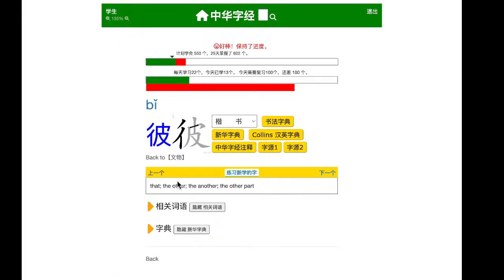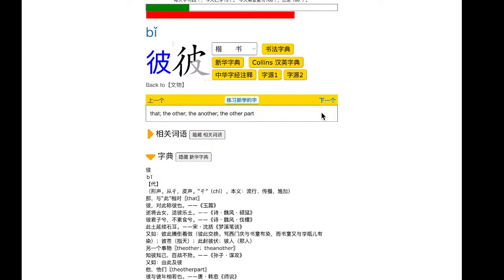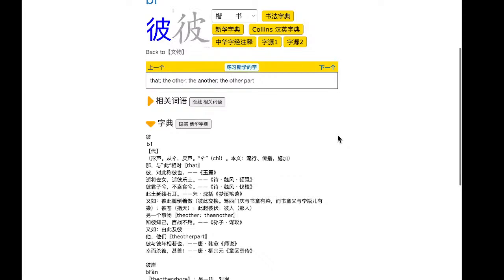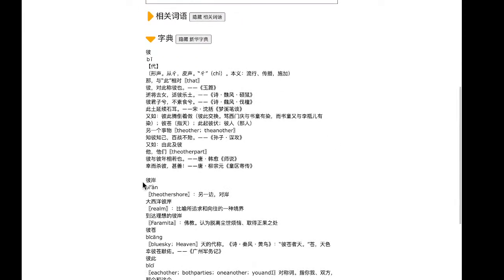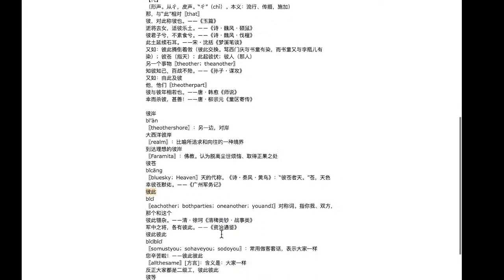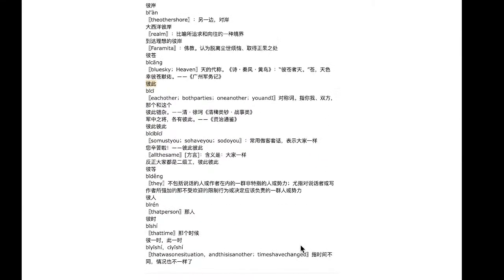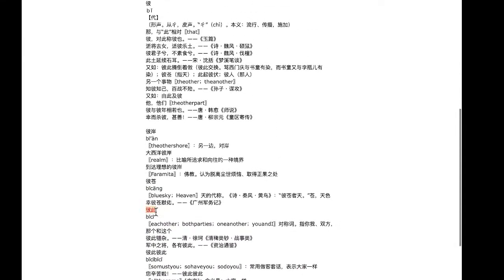Bi. This bi means that, the other, or another, the other part. Bi yu bi an. The other shore. 彼此 this is a common word. 彼此 is each other, or both parties. That's probably the most common word that this is used in. 彼此.